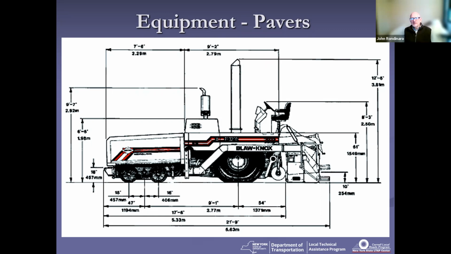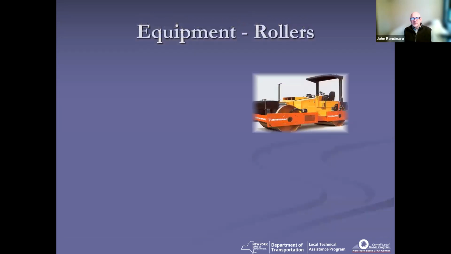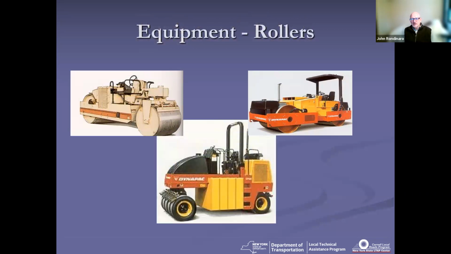In terms of your pavers, here's just a cutaway of a conventional Blawnox. You've got your hopper on the left, your drivetrain or your tractor in the middle, and then your screed on the right-hand side. In terms of rollers, three typical types. You've got your static drum, you've got your vibratory drum, and then you've got your pneumatic tire rollers.